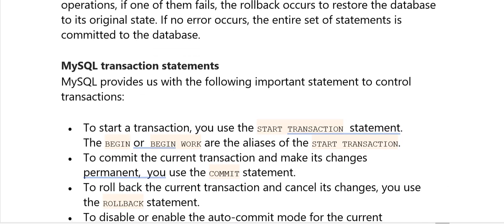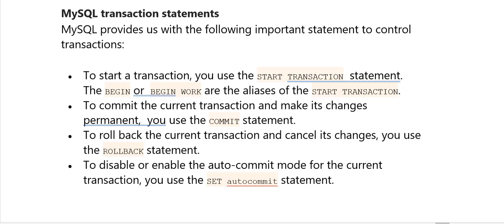MySQL provides us with the following important statements to control transactions. To start a transaction, use the START TRANSACTION statement to begin work; BEGIN is an alias. To commit the transaction and make its changes permanent, use the COMMIT statement. So when we start, we use START TRANSACTION, and afterwards, when it is executed perfectly, we use COMMIT. To roll back the current transaction and cancel its changes, you can use ROLLBACK. As I told you, if the order is not successfully placed, that order should be cancelled. That's why we use ROLLBACK.